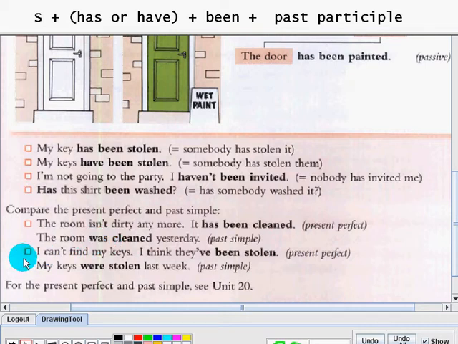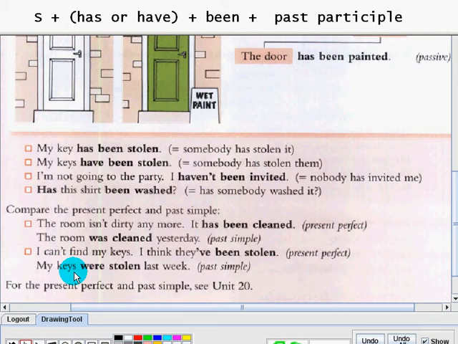Next, I can't find my keys. I think they've been stolen. This is present perfect passive because there's the auxiliary verb have and the word been and past participle of the main verb. Next, my keys were stolen last week. This is past simple without the word been and auxiliary verbs has or have. That's why it's called present perfect passive.